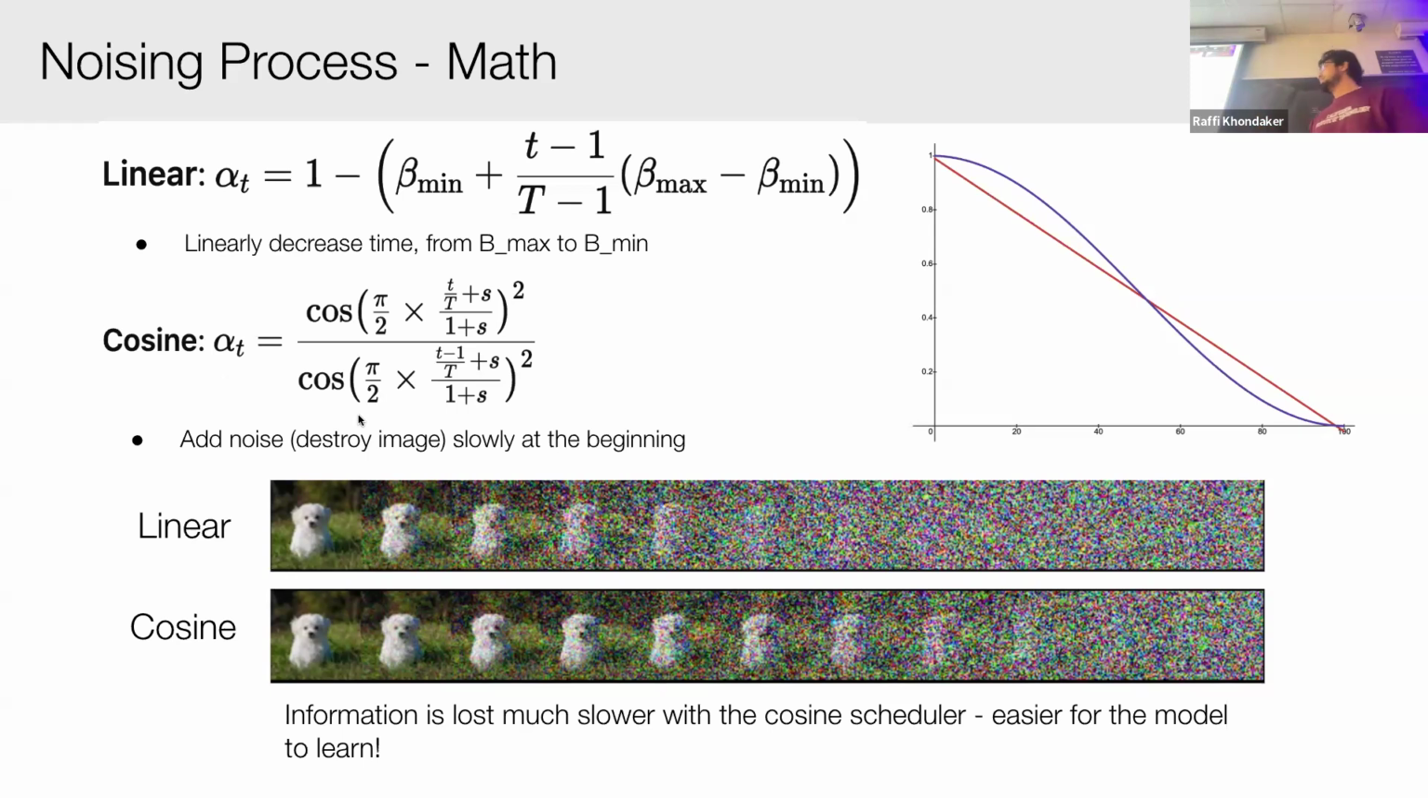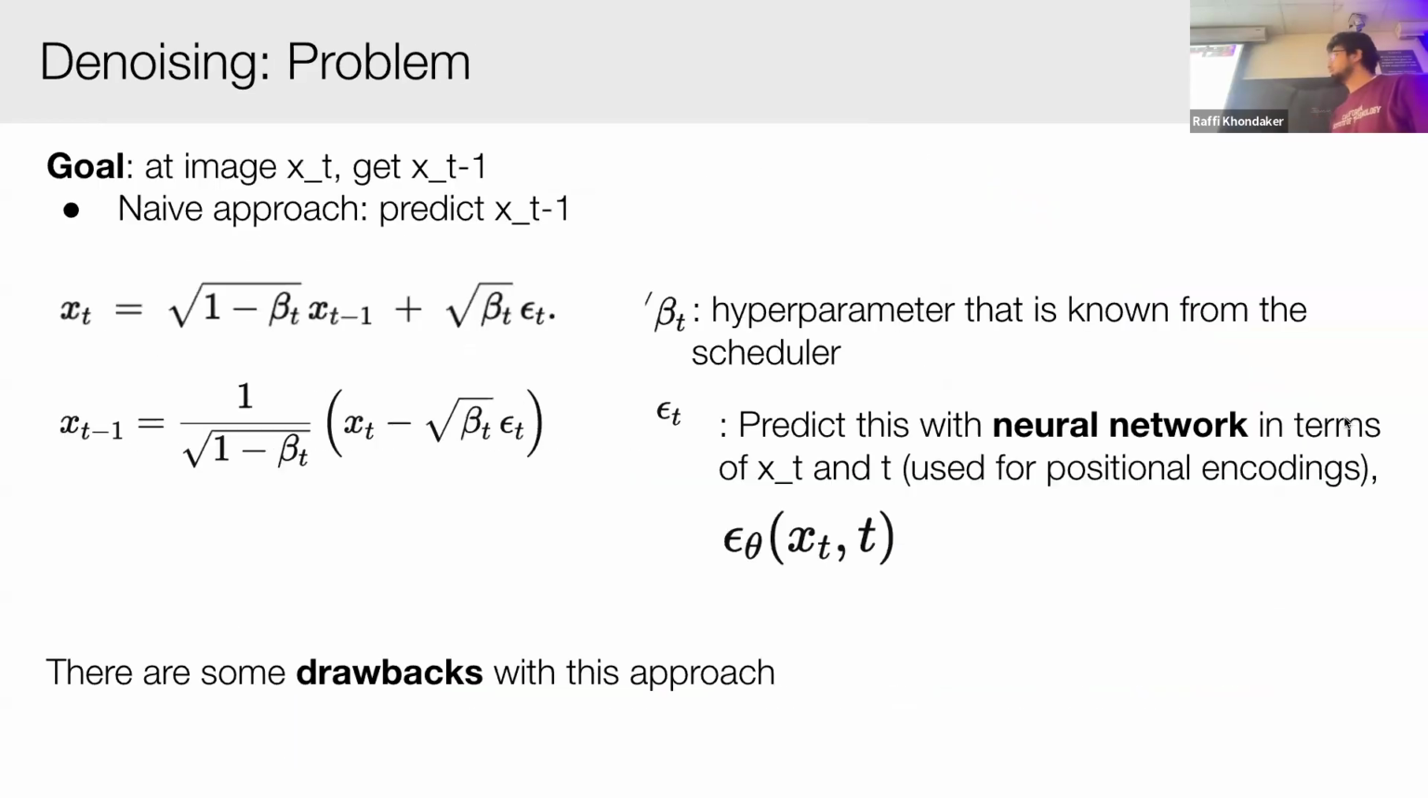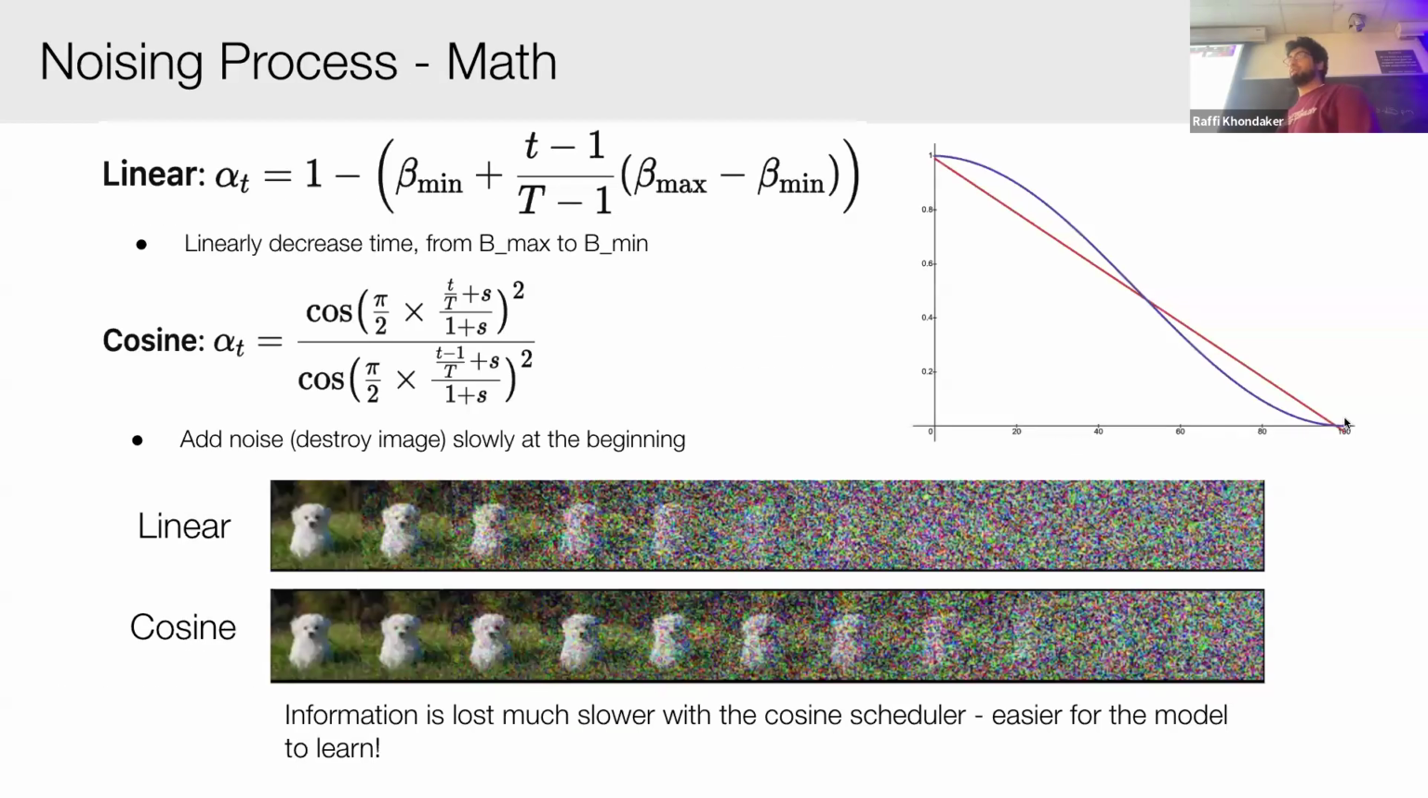I know it looks really hairy, but essentially we're adding noise slower than we are linearly at the end. In the middle, we add a lot of noise fairly quickly, but at the end, we slow down, right? Again, this is to prevent losing information too quickly. Okay. Any questions about noising?